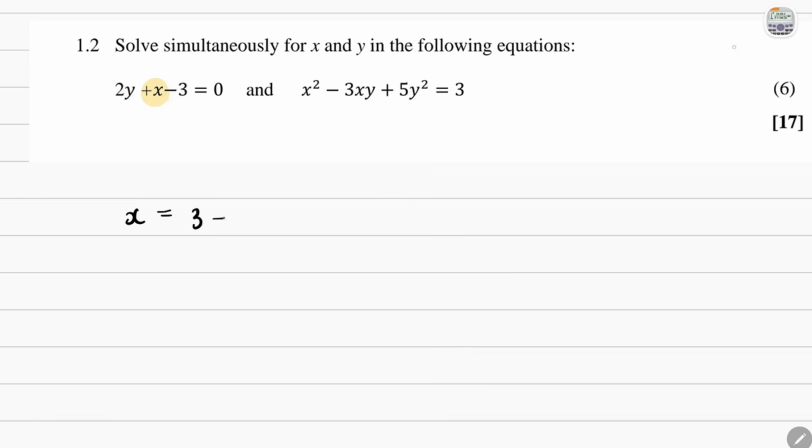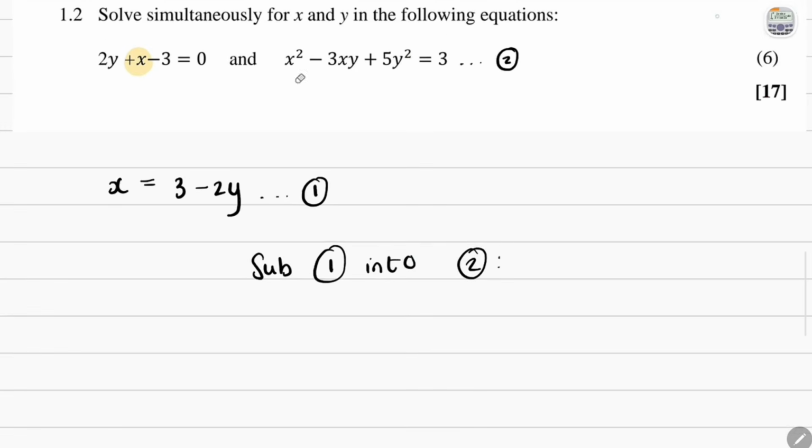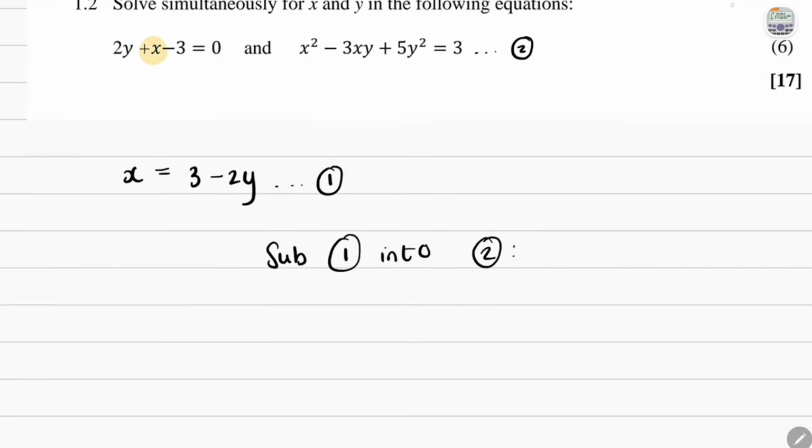And when the 2y goes over, it becomes negative 2y. And we can call this our equation 1. And so we'll keep this as equation 2. Okay, so now we can go ahead and substitute equation 1 into equation 2. So wherever you see x in equation 2, replace it with 3 minus 2y.